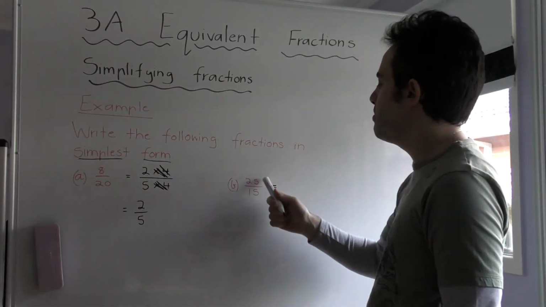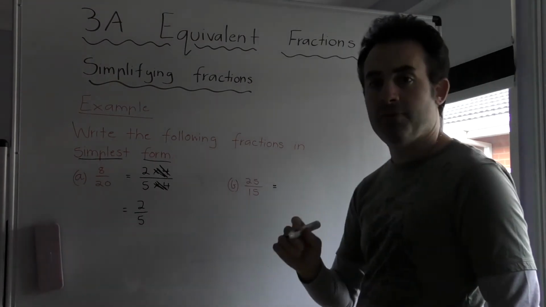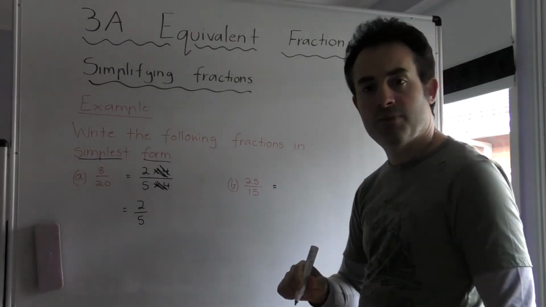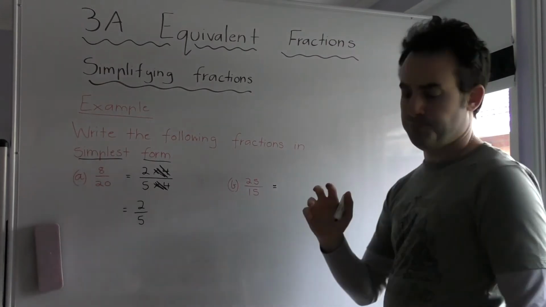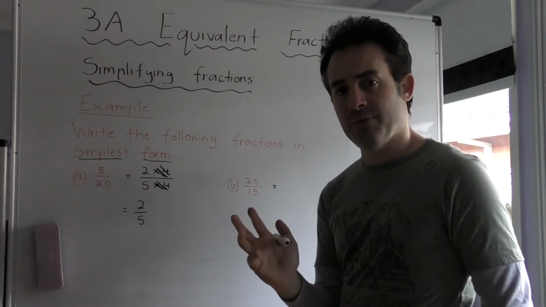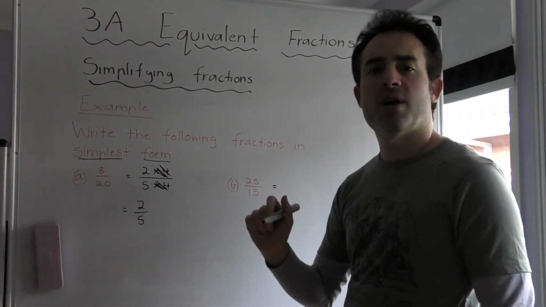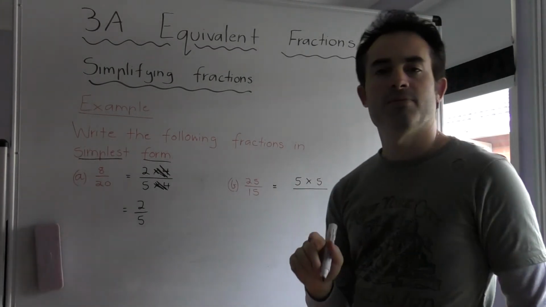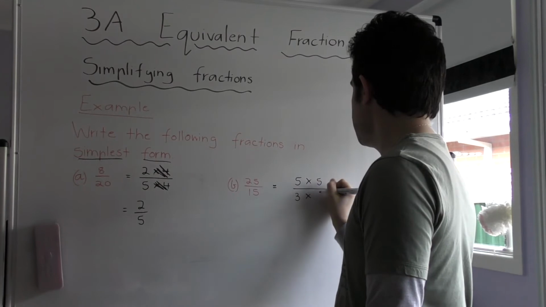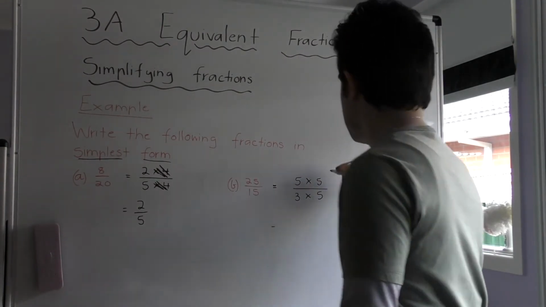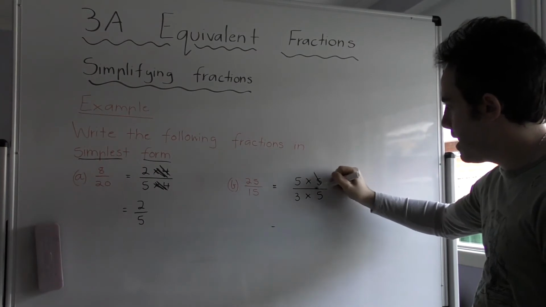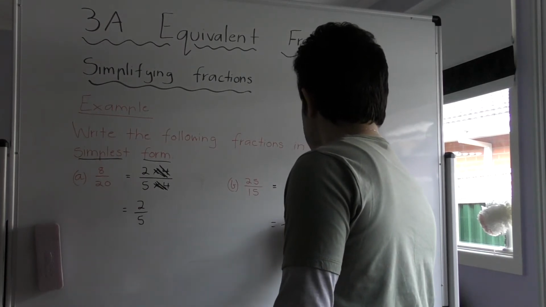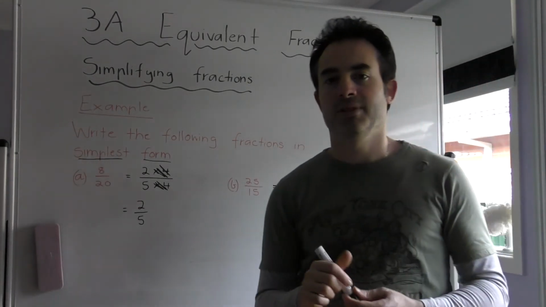Then you think, okay, what other numbers go into 25 and 15? 5. I can times a number by 5 to get 15, and I can also times a number by 5 to get 25. So I've identified my common factor, which is 5. What times 5 is 25? 5 times 5 is 25. And what times 5 is 15? 3 times 5 is 15. I've got my 5 and my 5 there, so they're going to cancel out, and I'm just left with 5 over 3. So my answer will be 5 over 3, and that will be my simplest fraction.